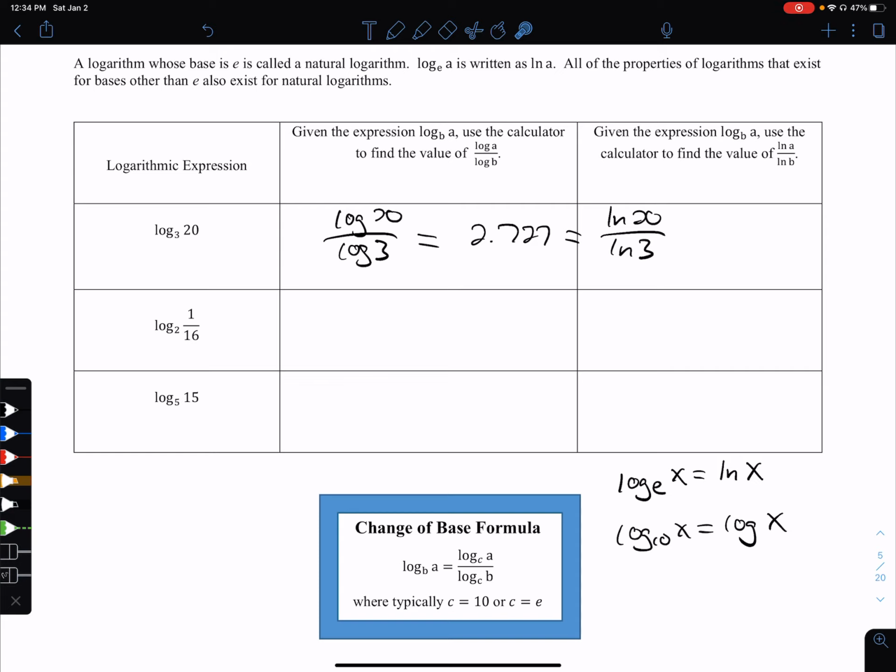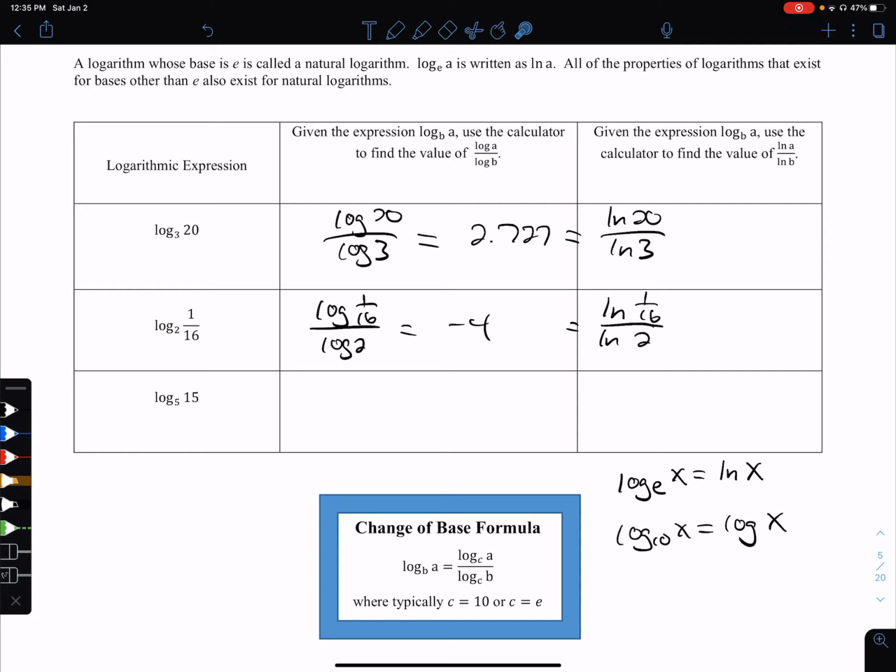Once again, this is saying 3 to what exponent is 21. 3 to the second is 9, 3 to the third is 27, so we're looking for an answer between 2 and 3. The second one, if we use common log, it would be common log of 1/16 over common log of 2. If we use natural log, it would be natural log of 1/16 over natural log of 2. In both cases, your calculator should give you a -4. 2 to what exponent is 1/16?